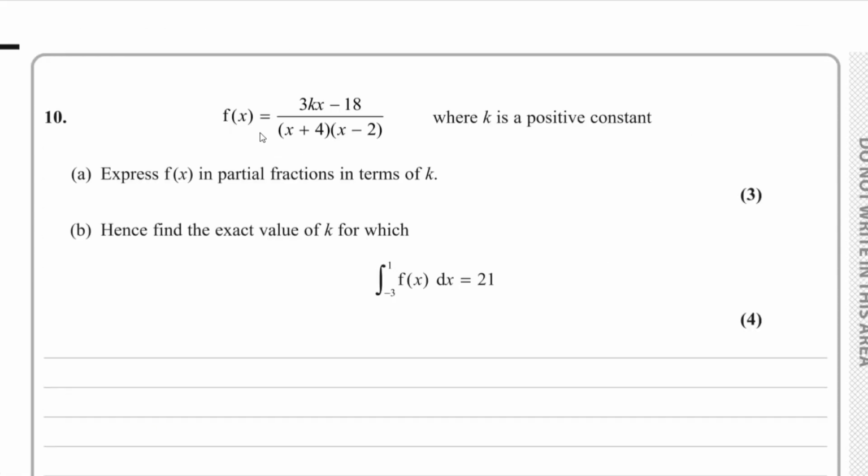Question number 10. f of x is equal to 3kx subtract 18 over x plus 4 multiplied by x subtract 2, where k is a positive constant. For part A, we have to express f of x in partial fractions in terms of k.